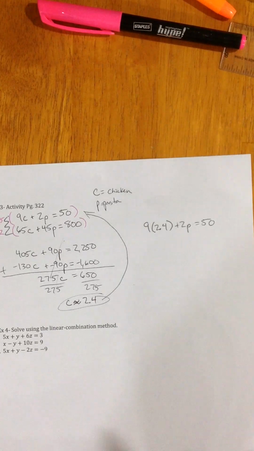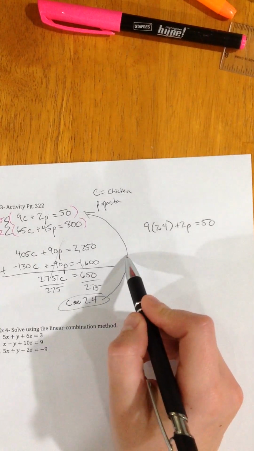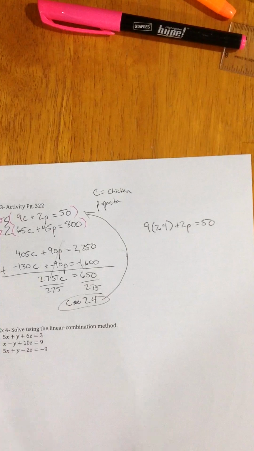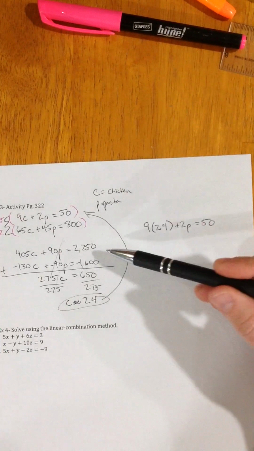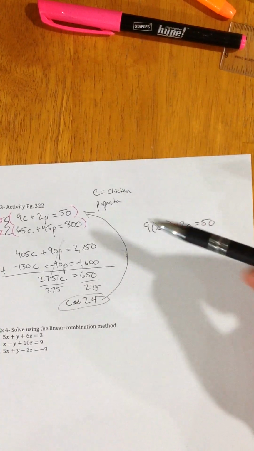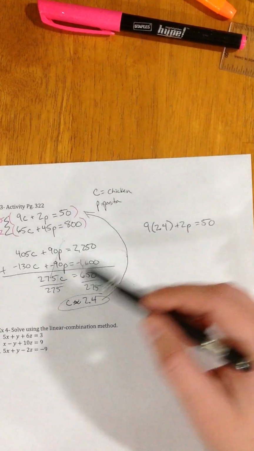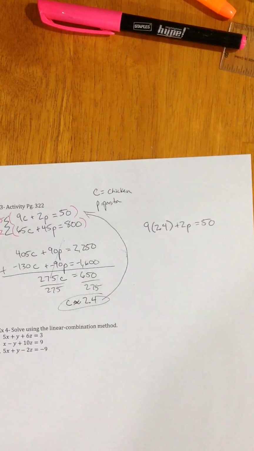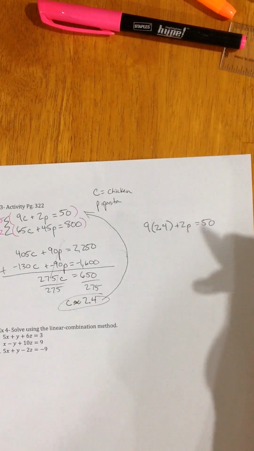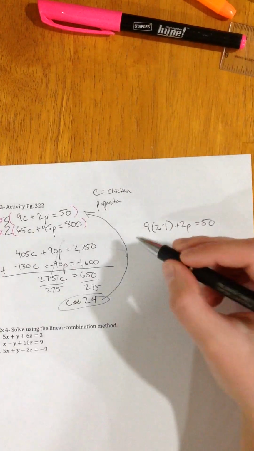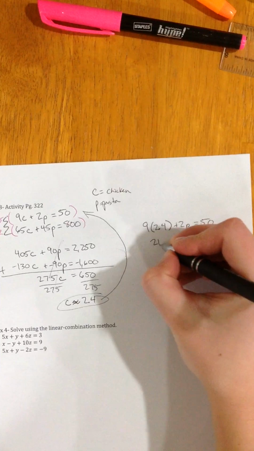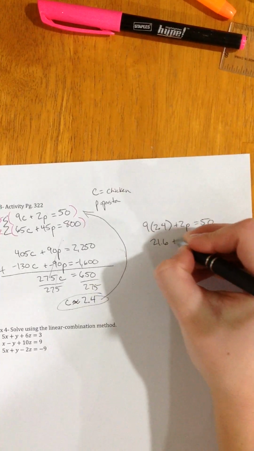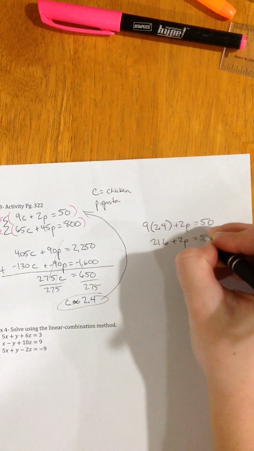And realistically, I didn't mention this before, but if you wanted to, you could also plug into either of those equations as well. I typically don't do those ones because usually it's bigger numbers, but it really doesn't matter. You could take that 2.4, plug it into either of those, and still get the same answer. But here I'm just going to go with this one. So I'm going to go 9 times 2.4, 21.6, plus 2P is equal to 50.